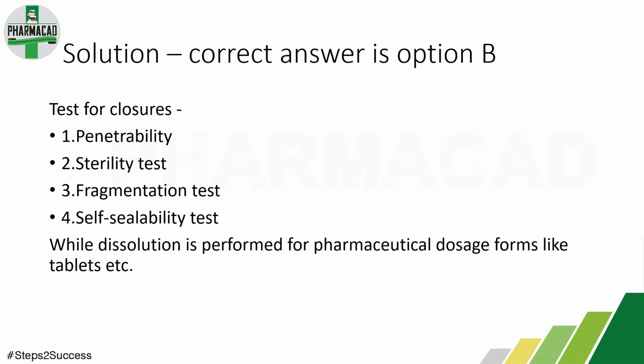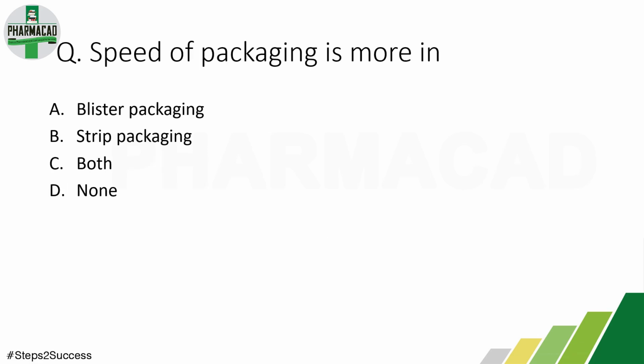Fragmentation test, where we check whether fragments are present or not. Fourth, self sealability test, where we check the product packaging, that is, whether the closure used has sealed properly or not, because if the sealing is improper, it might cause contamination of the pharmaceutical product. While dissolution is performed for pharmaceutical dosage forms like tablets and capsules, it is not performed for closures. Next question.